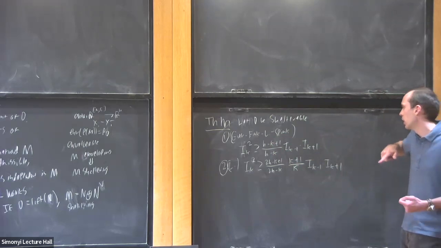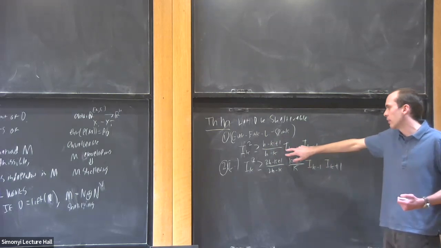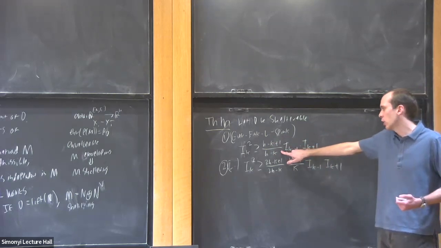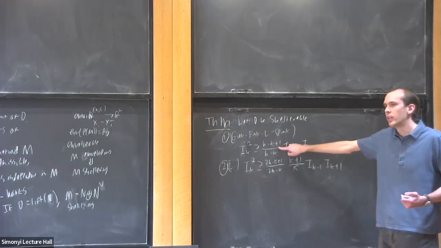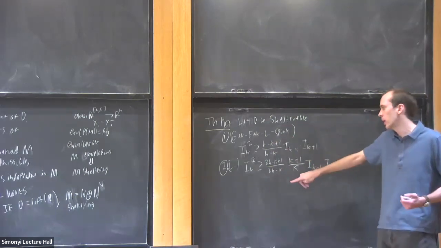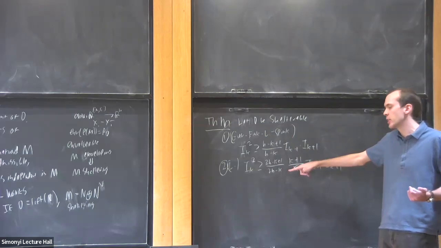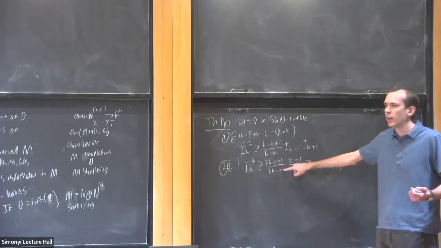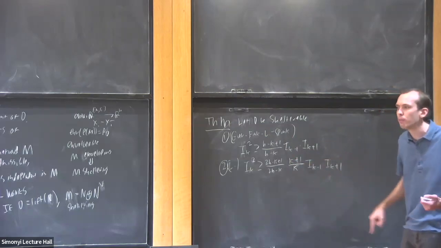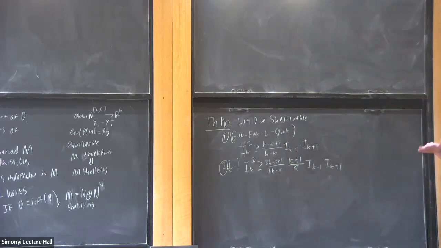If k is close to n, this is stronger, because then this is a bigger number. But if k is small, like 3 or something, and n is 1,000, then the other is going to be better. So these 2 results are incomparable. Can you express this as log-concavity divided by binomials somehow? You can express it like that.